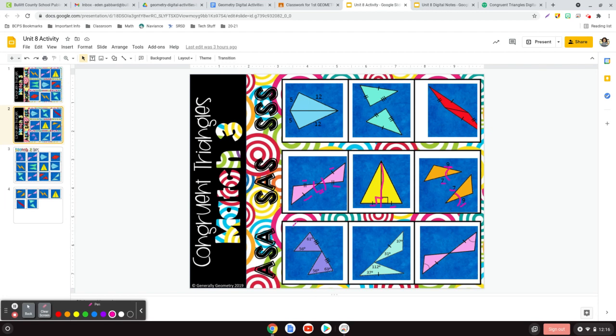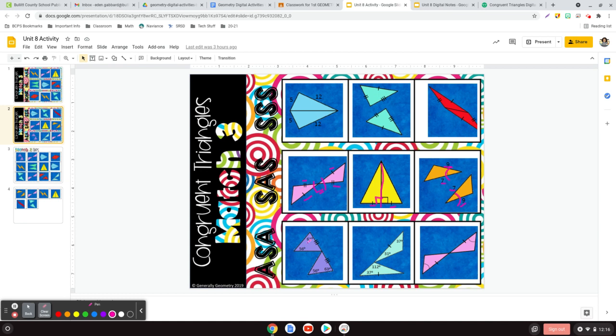And for our last ones, we have our angle, side, angle. So you need to have 2 angles that are congruent, and you need to have the side that is included in between those 2 angles.